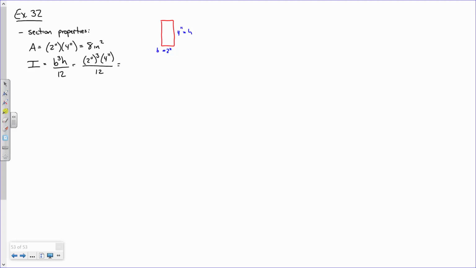So what does this come out to be? First off, it's a moment of inertia, so it's going to be in inches to the fourth. 8/3, or 2.67. Yep. All right, so 2.67. And then we'll go ahead and compute a radius of gyration. This is a new one.